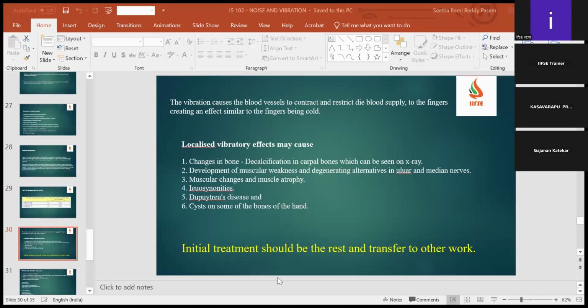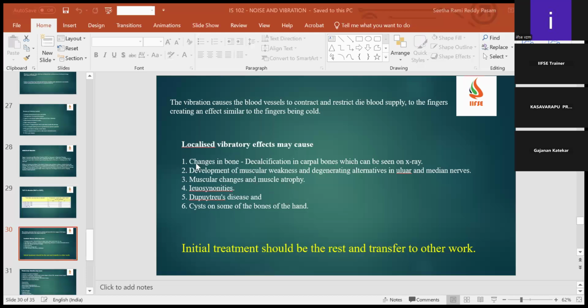So, the effects of vibration may include changes in the bone. This is also one major issue. Decalcification in the carpal bones, which we can see in the X-ray. So the changes in the bone structure due to the vibration, the development of muscular weakness, and also degeneration of the ulnar and median nerves. Then muscular changes, muscle atrophy, and other diseases.